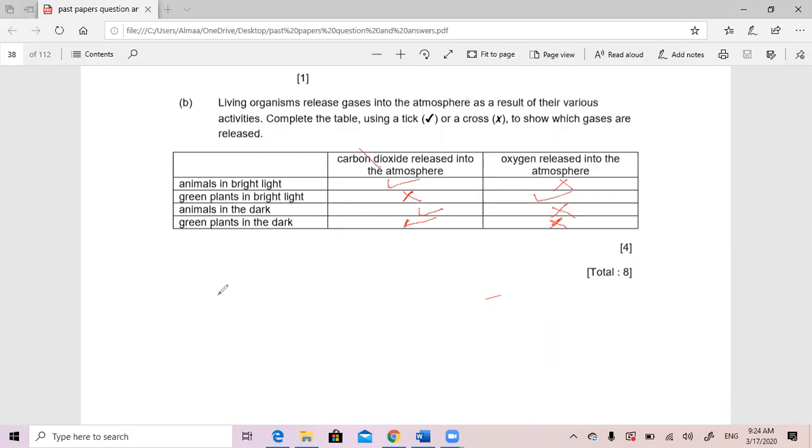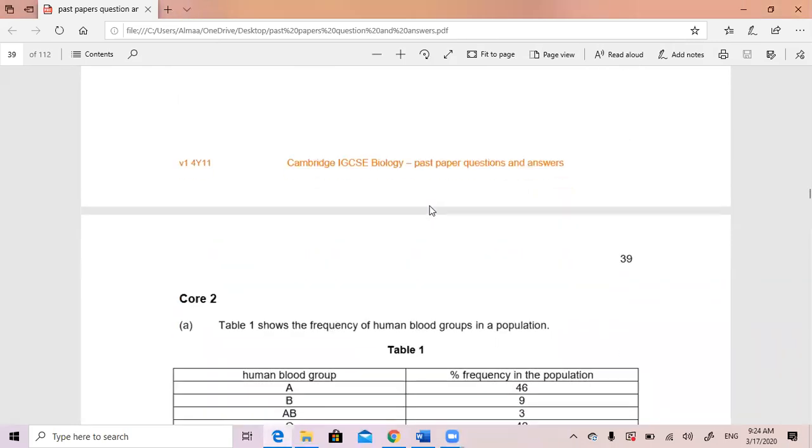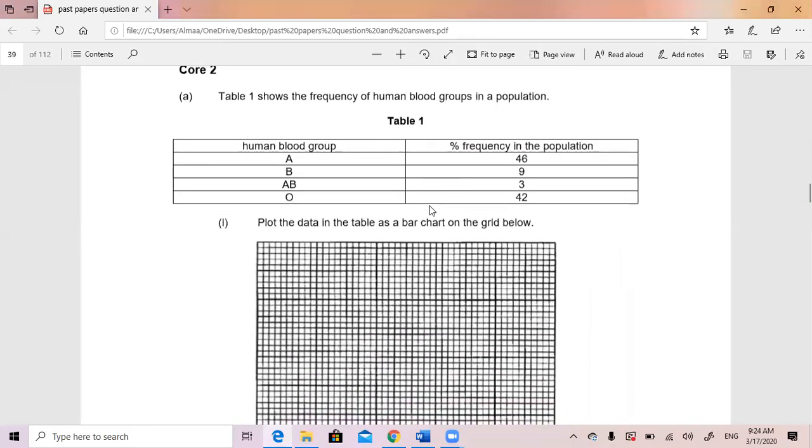Okay. Now we go to another question. We go to another question here. Inshallah, I will send this PDF complete to all of you.